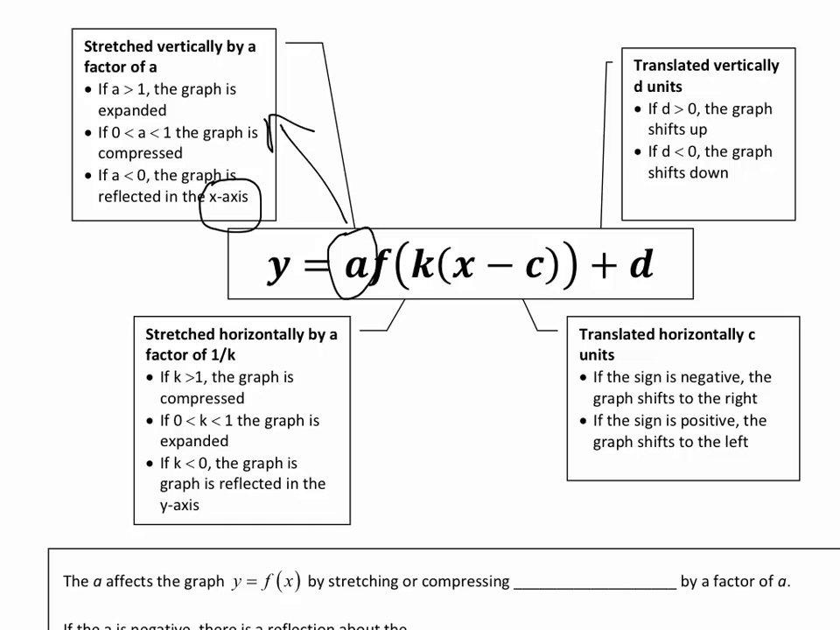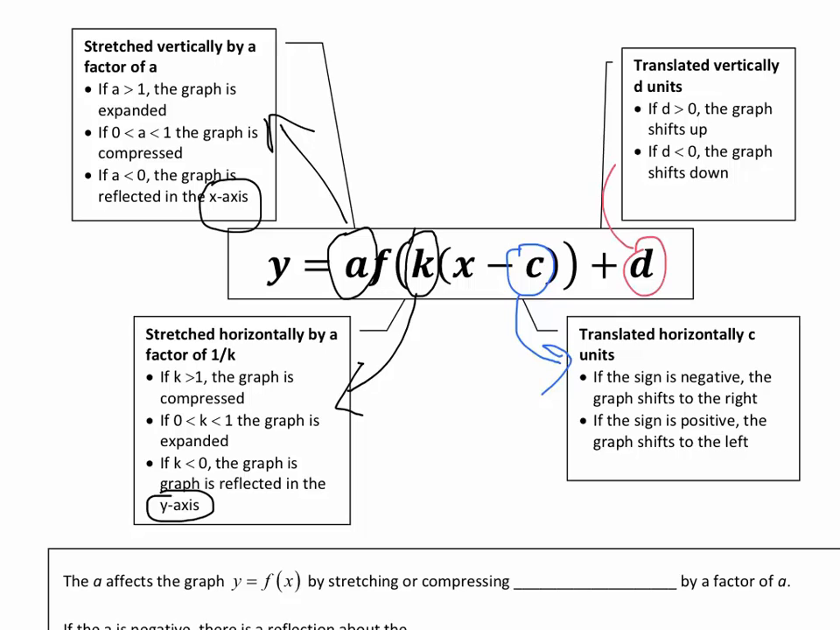Our horizontal stretch or compression is our k value. If k is bigger than 1, the graph is compressed. If it's between 0 and 1, the graph is expanded. And if it's a negative value, it is reflected in the y-axis. Two others, we've got our c value, which is our translation horizontally. If the sign is negative, it's going to shift to the right. If the sign is positive, it's going to shift to the left.